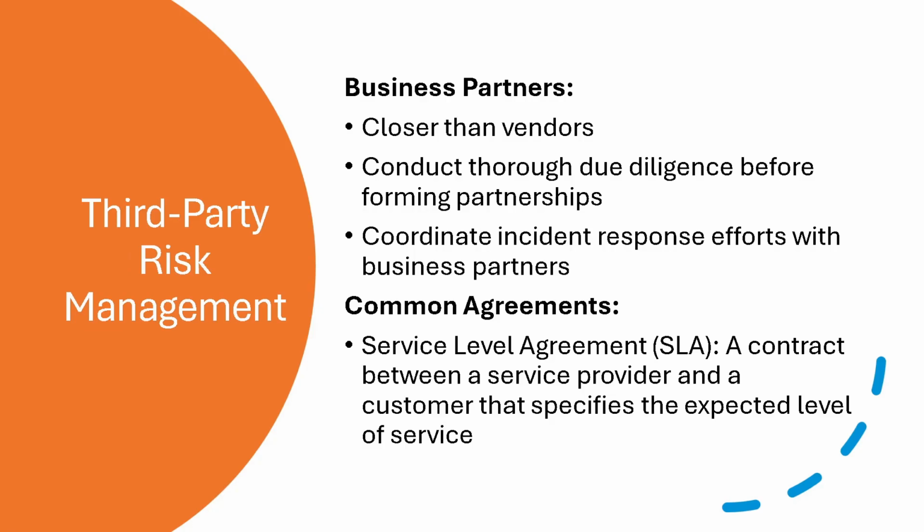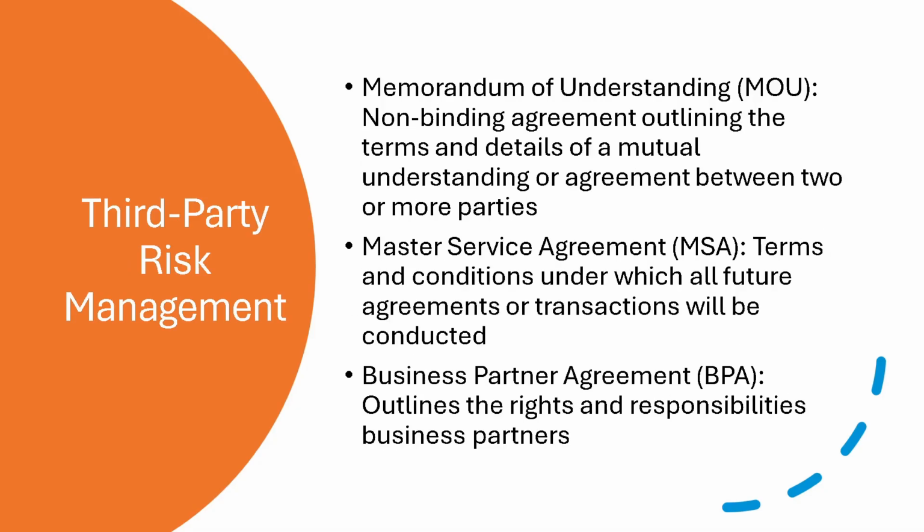Common agreements. Service Level Agreement or SLA. SLA is a contract between a service provider and a customer that specifies expected level of service. It includes metrics for performance, uptime, availability, and response times. Memorandum of Understanding or MOU.